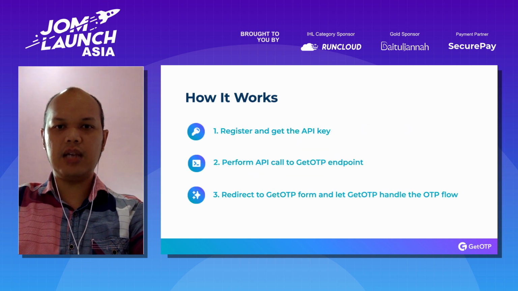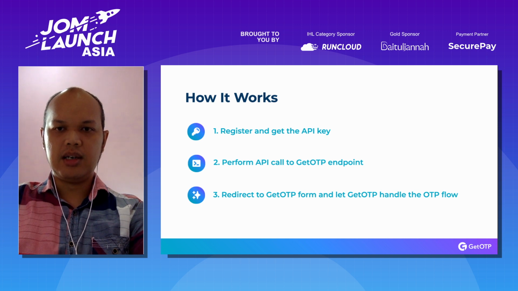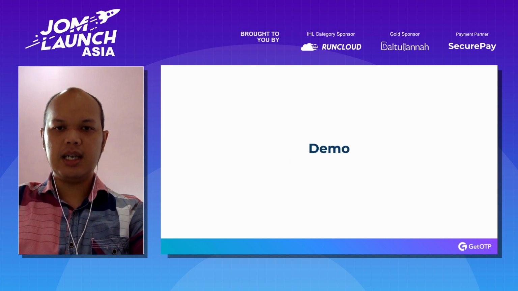So how Getotp works? First, developer need to register account and grab the API key. Next, your application need to perform API call to get OTP endpoint. And lastly, your application need to redirect the user to get OTP form and let Getotp handle the OTP process. So, let's take a look at the demo video.